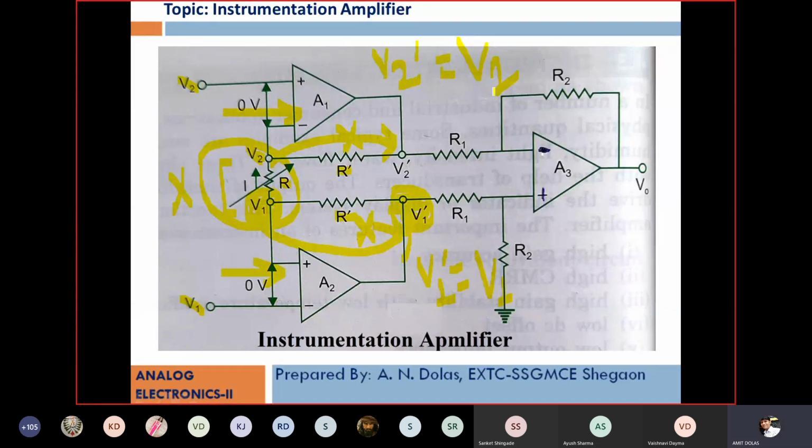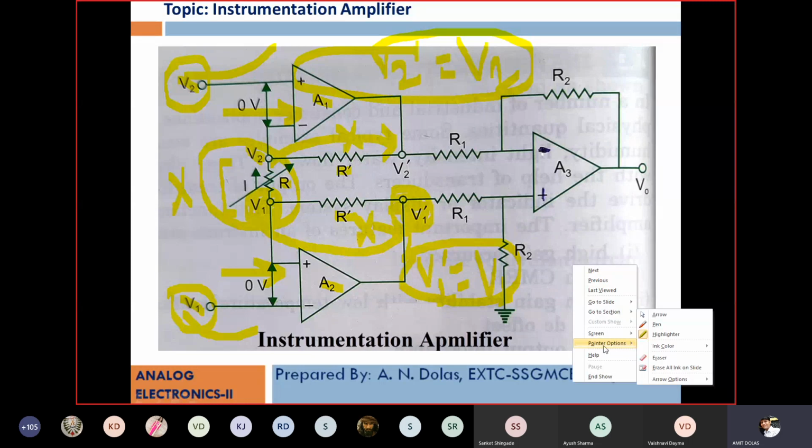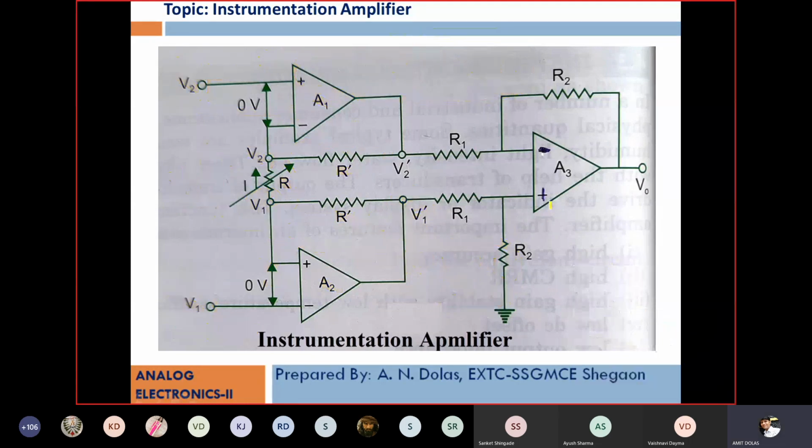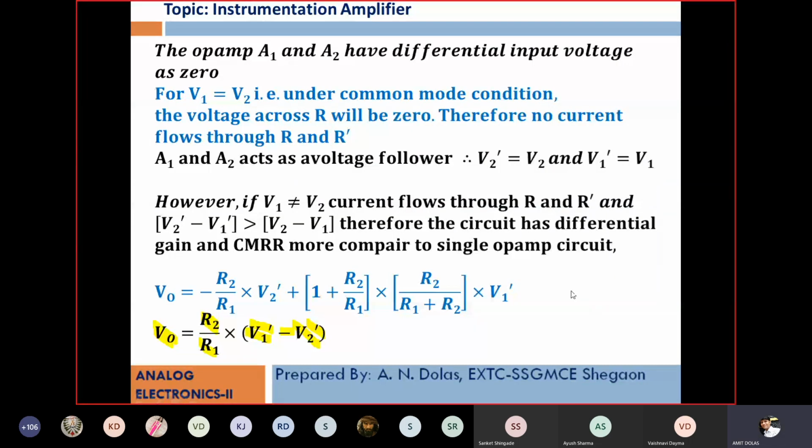No. Okay. So till now we have seen that when both the signal voltages are the same, that is V1 and V2, then the output of stage A1 is similar to V2 and the output of stage A2 is similar to V1, that is V2 dash is equal to V2 and V1 dash is equal to V1. They are the same, of course. Now coming to the formulas on the next PPT.